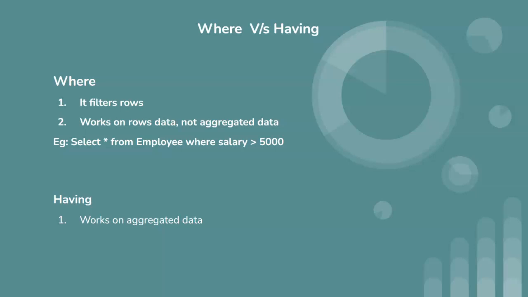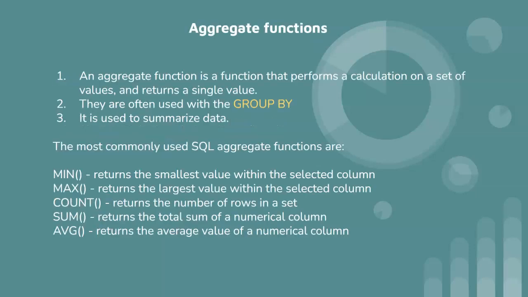Having, on the other hand, works on aggregated data. Now let's understand what aggregated data is. An aggregate function is a function that performs a calculation on a set of values and returns a single value. It is used with group by and it is used to summarize the data. These are the most commonly used aggregate functions: min, max, count, sum, average.